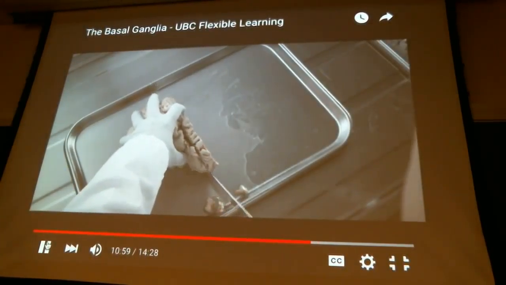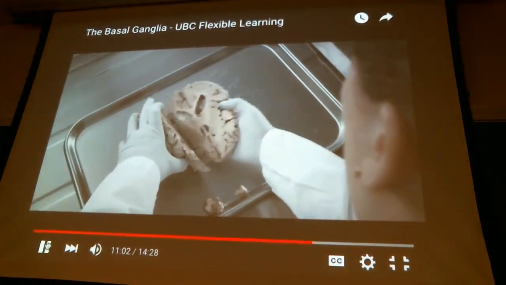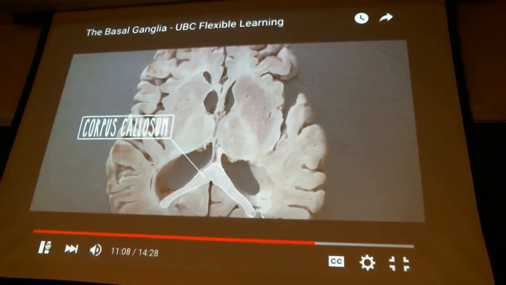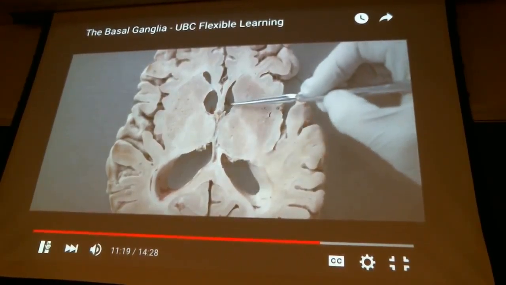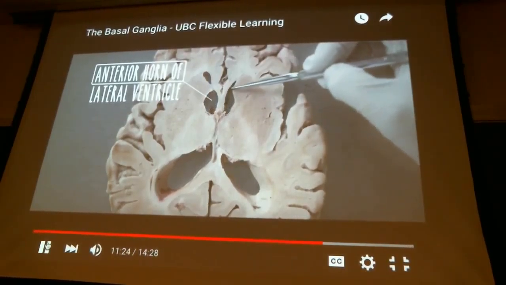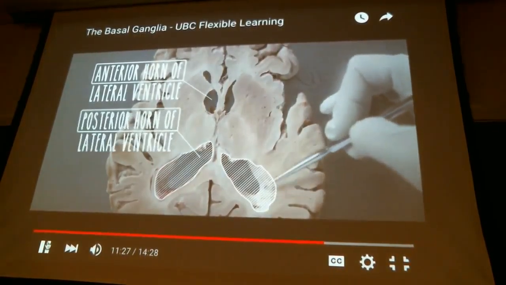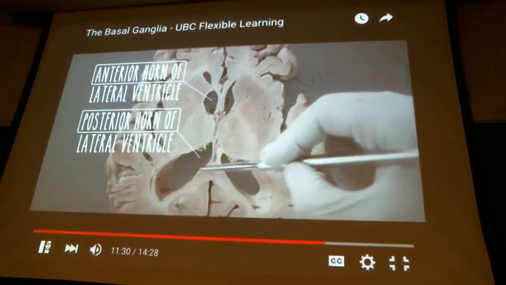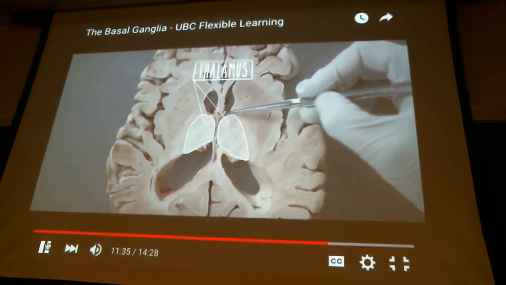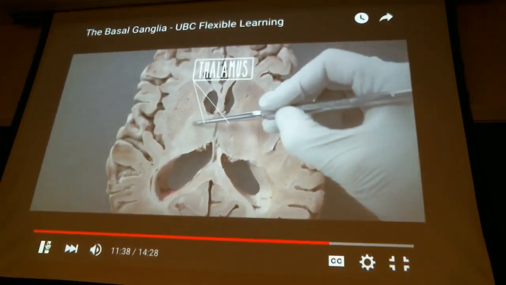Now let's have a look at these nuclei in a horizontal section. Let's begin with our landmarks. Again, this here is corpus callosum, that big commissural fiber bundle, and this is the posterior aspect of corpus callosum, also called forceps major. These here are the lateral ventricles. Here's the anterior horn of the lateral ventricle on either side, and here's the posterior horn. This nucleus here is the thalamus, and here's the thalamus on the other side.